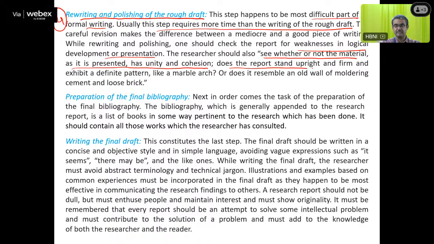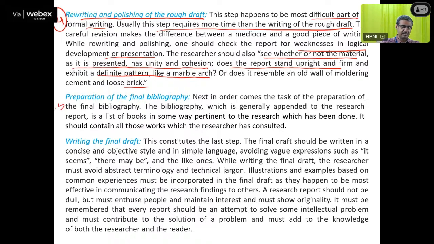Does the report stand upright and firm and exhibit a definite pattern like a marble art? Or does it depend on an old work of molding cement and loose brick? Okay, these are phrases. Let us not go into these phrases because we are mostly concerned with scientific research, but you have understood that you have to rewrite and polish your rough draft to a very nice, cohesive, short, and attractive report so that it is well understood by everybody in shorter time and in flow.